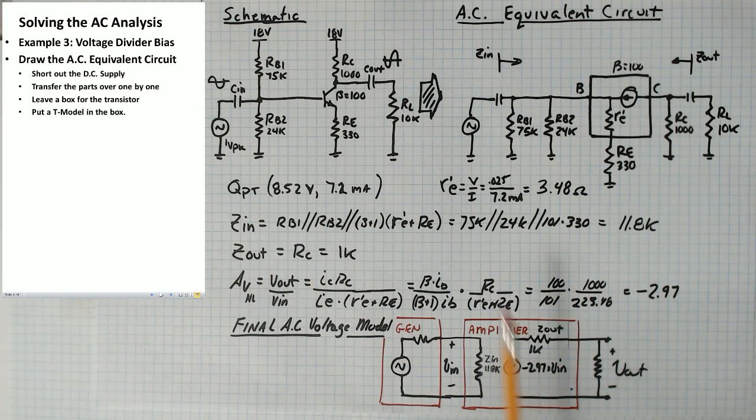I solve for R prime E, and I write that value down there. R prime E is 25 millivolts over the DC emitter current. Comes up to about 3.5 ohms.